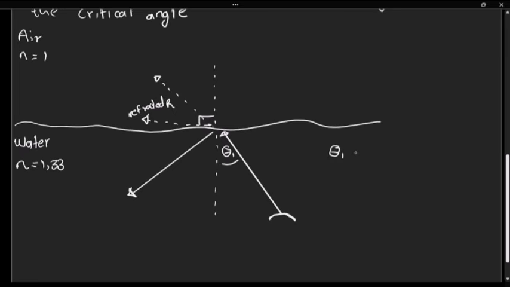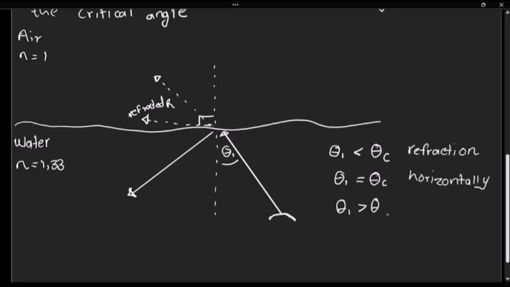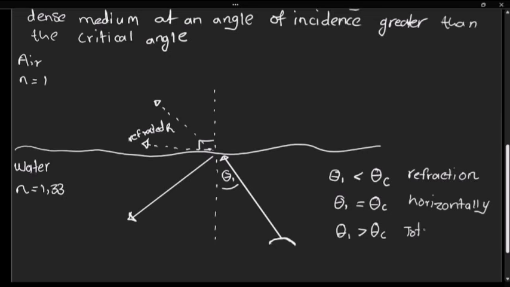So in short, if the incident angle is less than the critical angle, it is a refraction. And again, if the incident angle is equal to the critical angle, the refracted ray will be horizontal. And if the incident angle is greater than the critical angle, total internal reflection will occur.